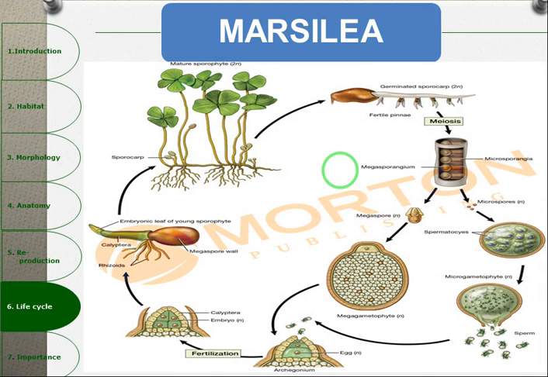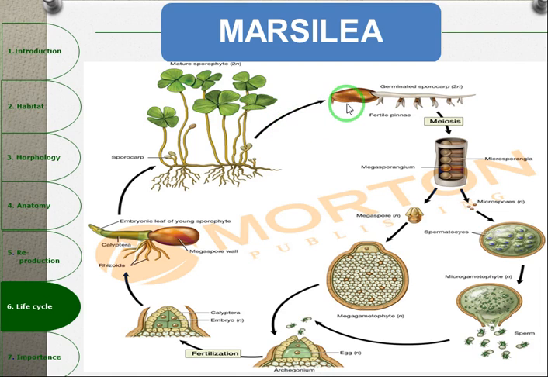This is the life cycle of the Marsilea from the start toward the production of this sporophytic body. This mature sporophytic body, that is the diploid one, 2N, has the rhizoids, rhizome, roots, pedicels, leaves, and a spore containing body, the sporocarp, at the base.